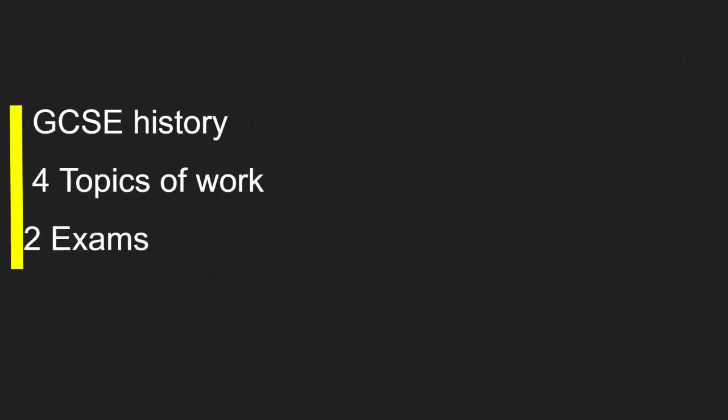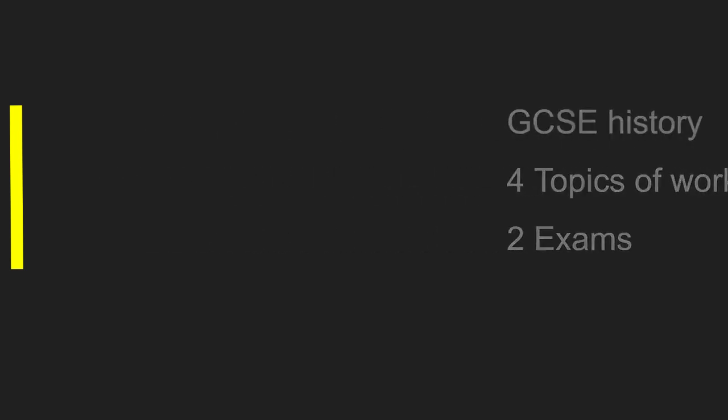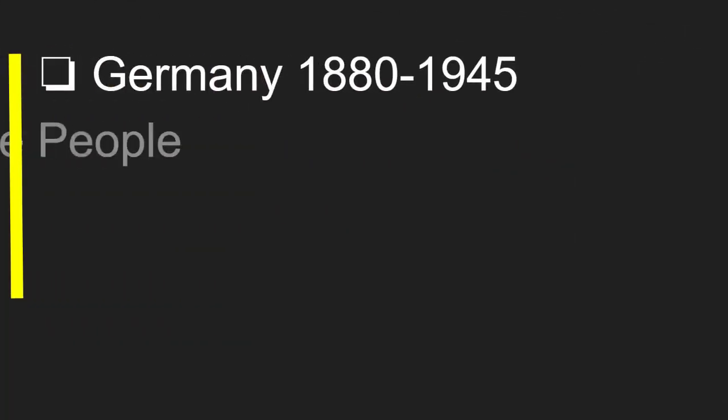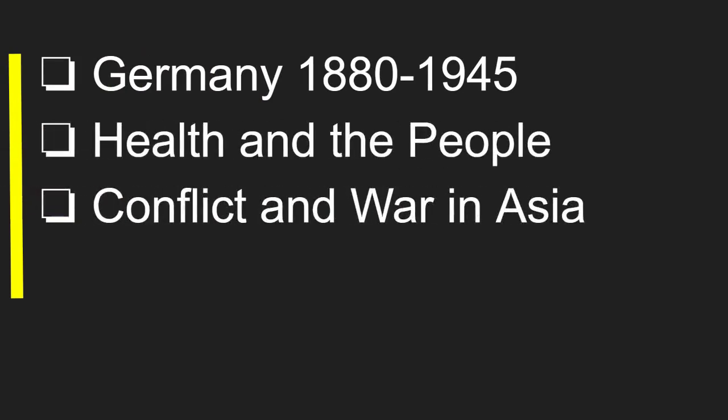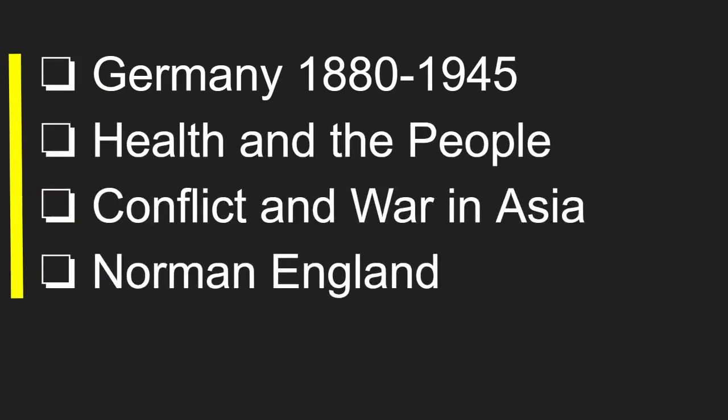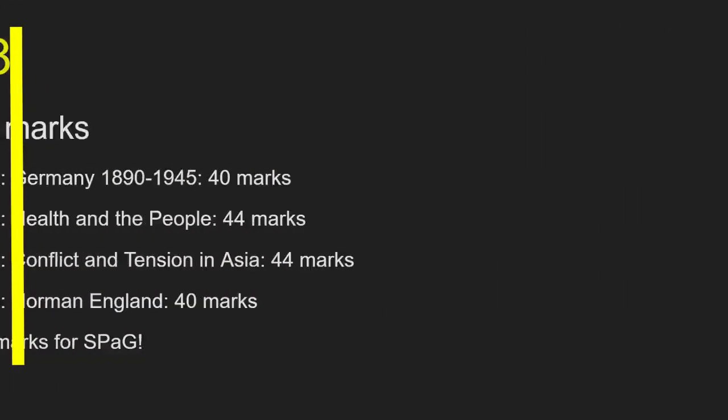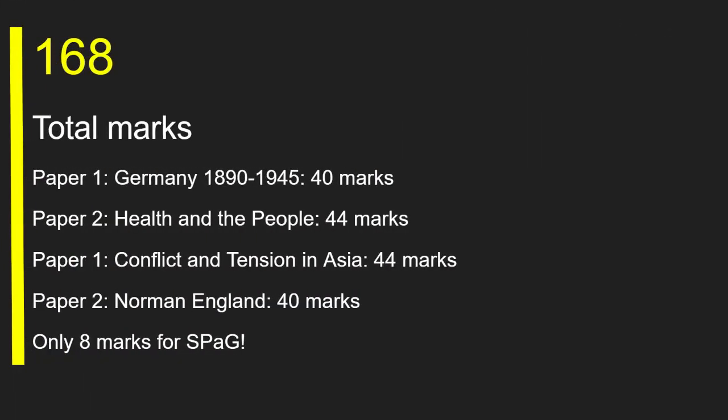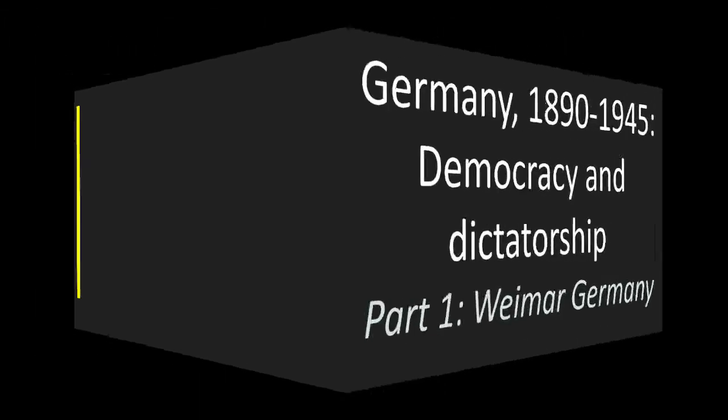Let's get started. GCSE History is made up of 4 topics of study spread over 2 exams. These include Germany, Health and the People, Conflict and War in Asia, and Norman England. In total, there are 18 questions spread over 2 papers, and only 2 questions check for spelling, punctuation, and grammar.